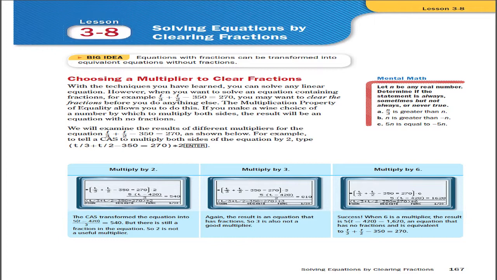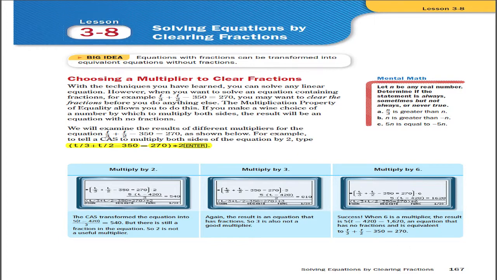So here's the idea, is to find a good multiplier to clear the fractions. Now you should read through the lesson, of course. This first part takes you through an equation, this one right down here, that you're going to put into a CAS and look at what happens when you multiply through by 2 and then by 3 and then by 6. And you'll find that when you finally get to 6, it works and all the fractions are gone, which is what you're after. You don't want to have any left behind.